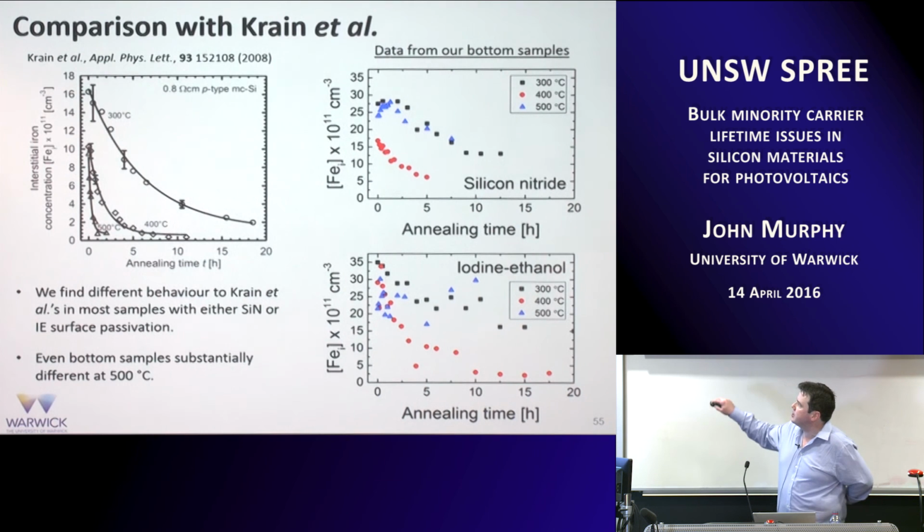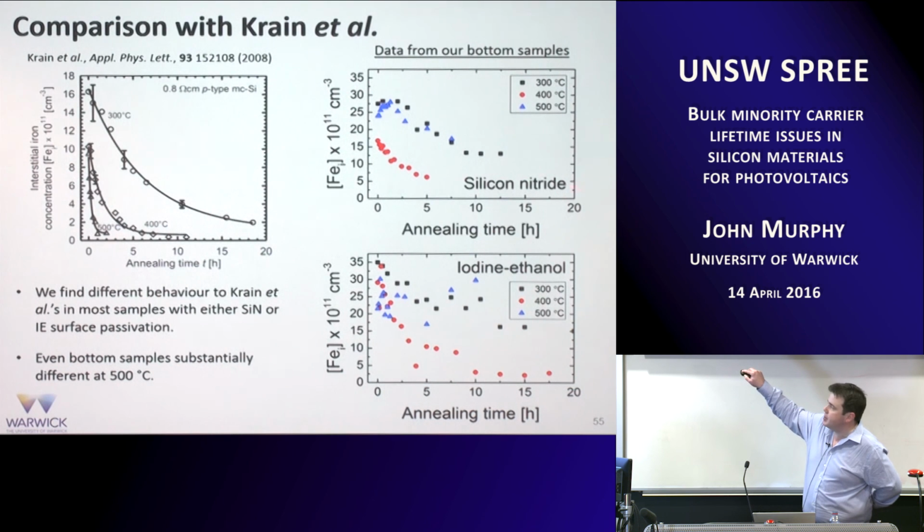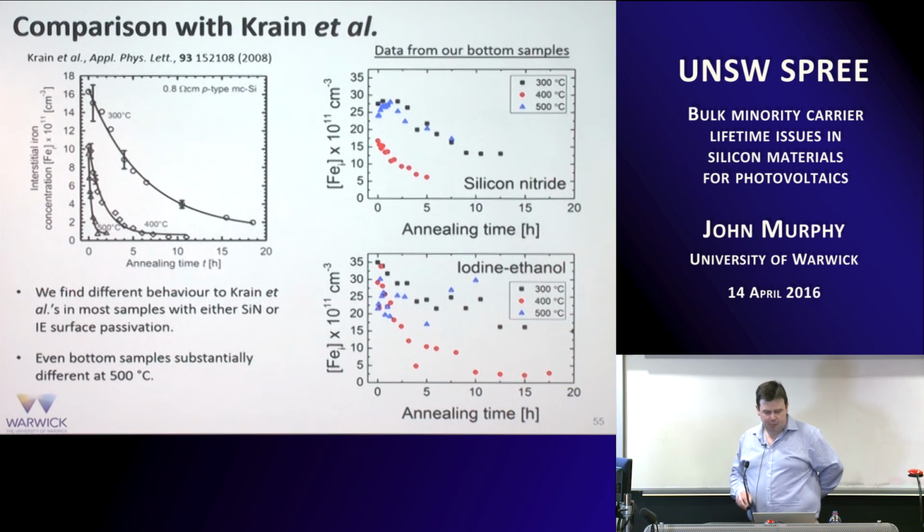Okay, and here is a comparison with Crane. We actually find that we don't really agree very much, because they didn't use sister wafers, we use sister wafers. We actually find that there's a peak of performance at about 400. 500 doesn't actually make it any better, it makes it worse. But we get a big difference between iodine ethanol and silicon nitride.